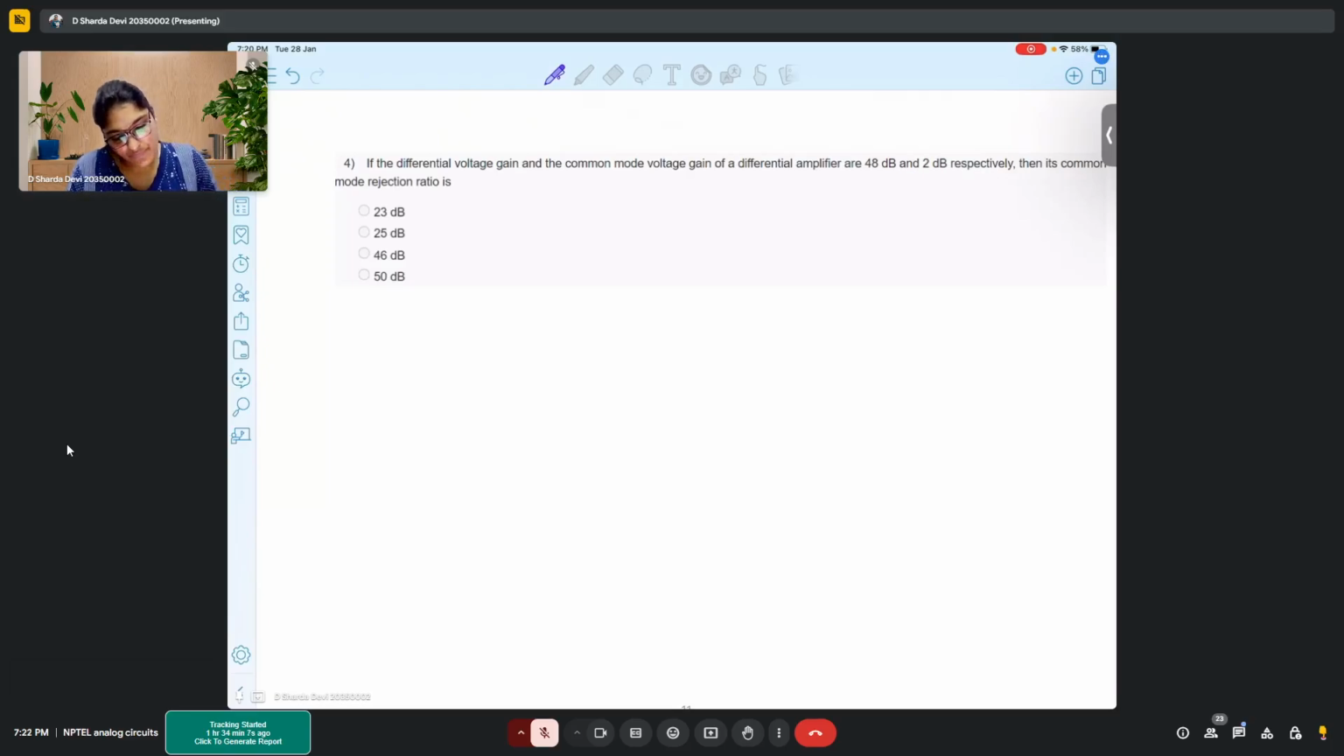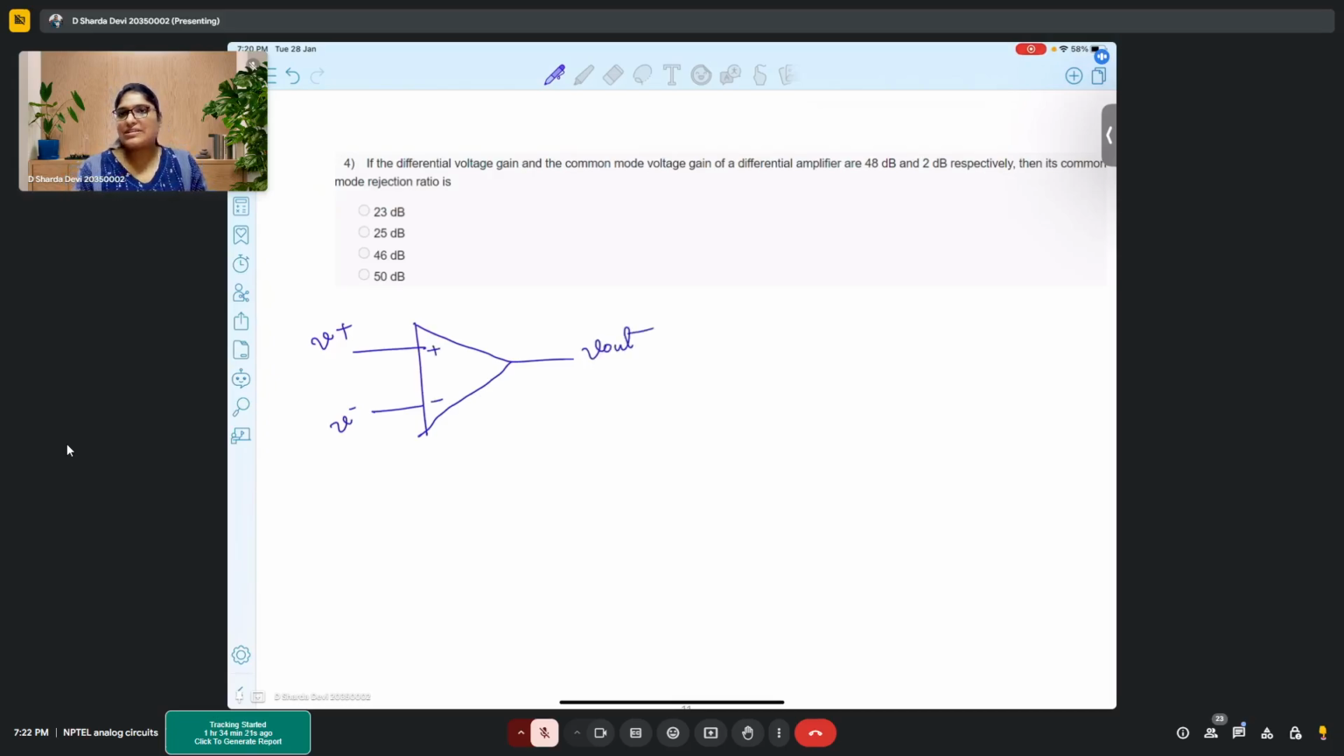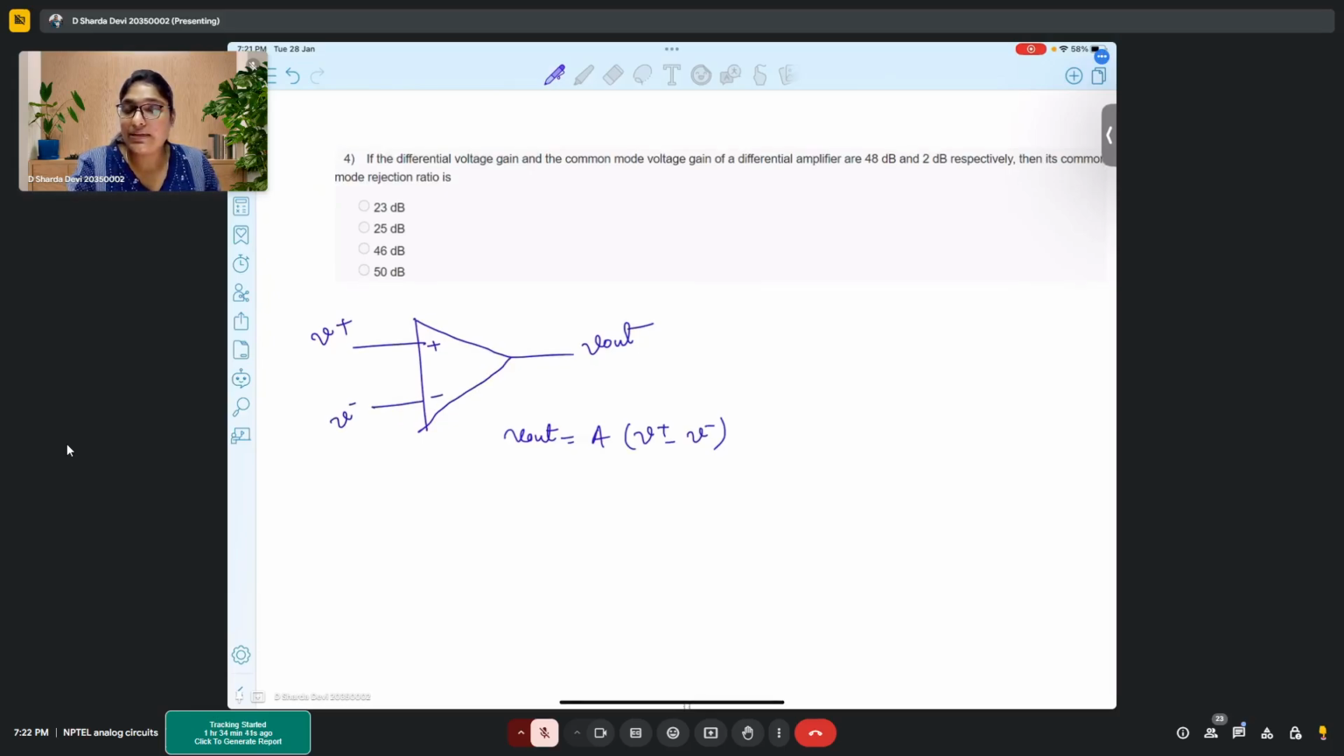So till now, when I said your op amp, so you have your op amp, right? V plus, V minus, V out plus minus. This is your basic op amp. Till now, what I said, your output is equal to gain times difference of input. Correct? I always say that your output is gain times difference of input, right?